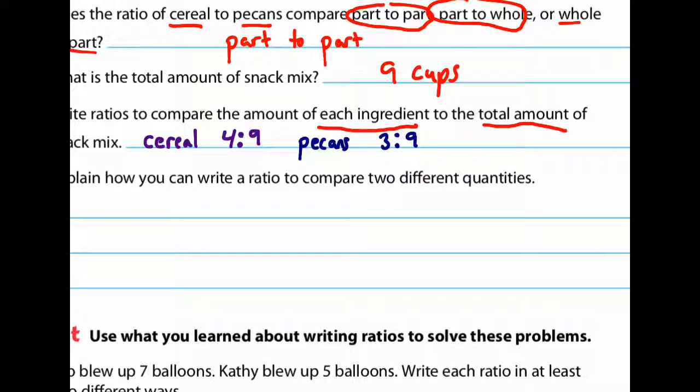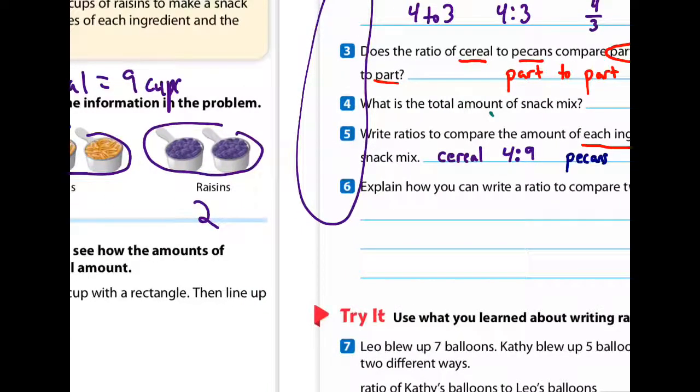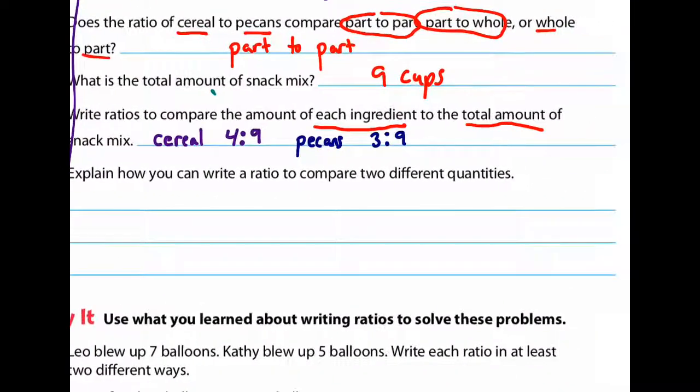And then the third one was raisins. We have 2 cups of raisins, right? So I'm going to label it raisins. And we have 2 cups of raisins to 9 total cups. Notice in each one, the total stays the 9. The only thing that changed was the part, the cereal, the pecans, or the raisins.